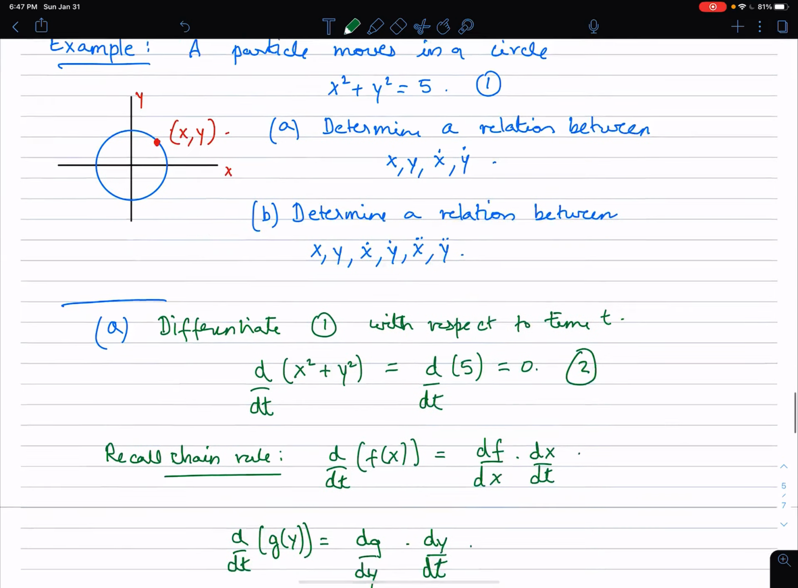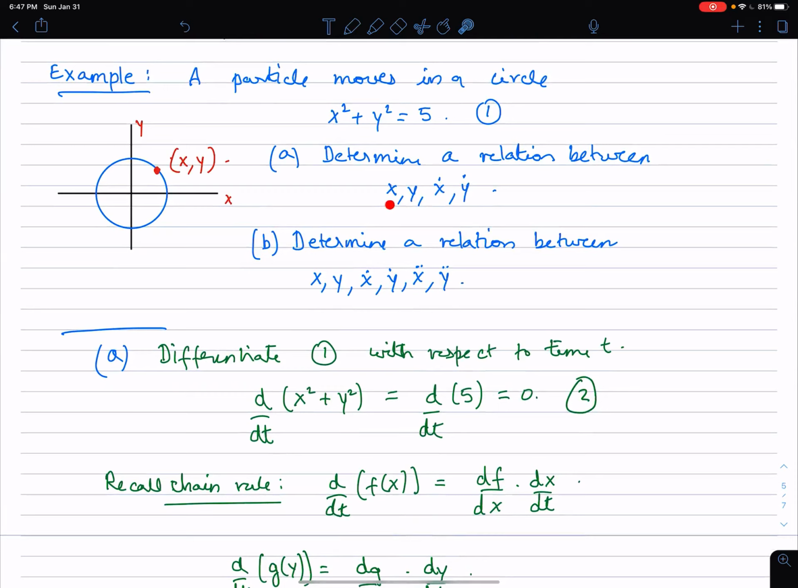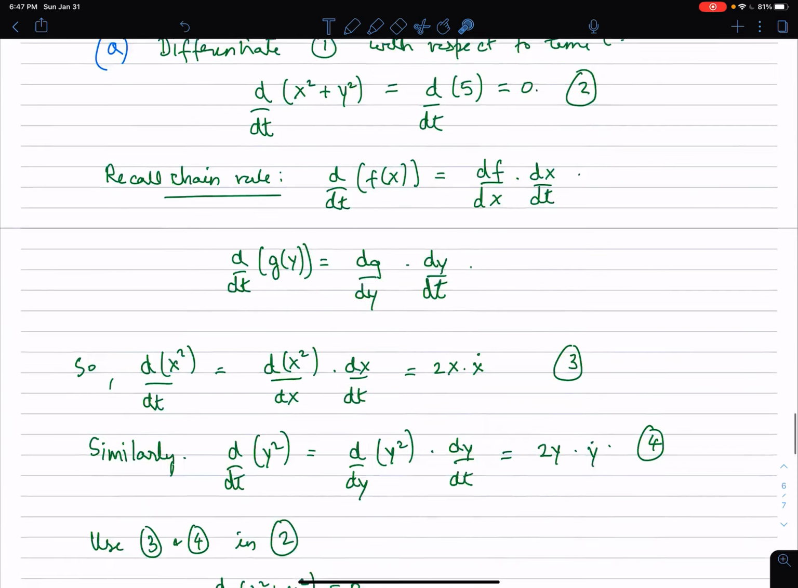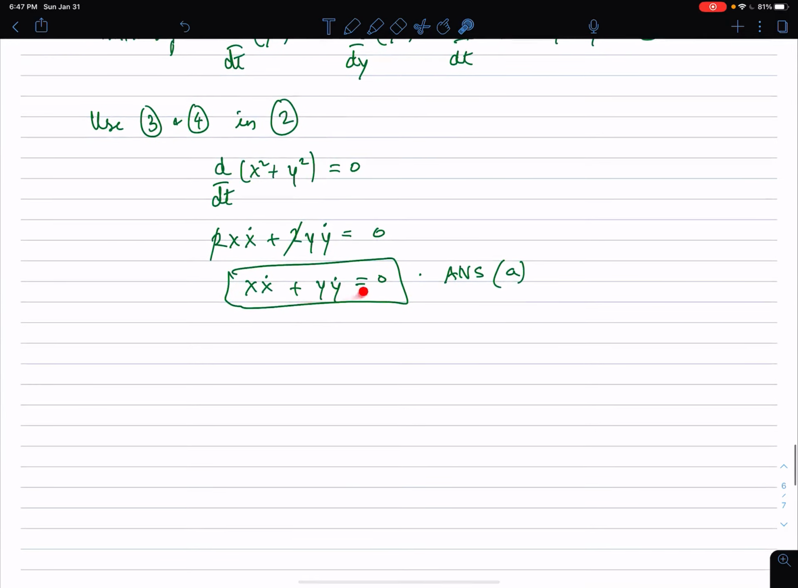Recall, part A asked for a relationship between x, y, x dot, and y dot. And this is what that is. So if you know the current position x comma y and the current velocity in the x direction, you can compute the current velocity in the y direction or vice versa. So given three, you can find the fourth variable.